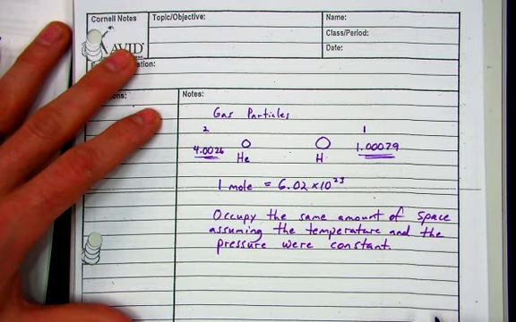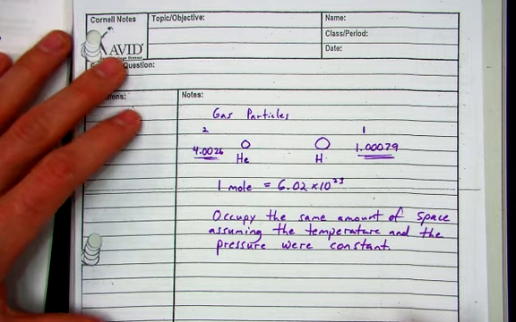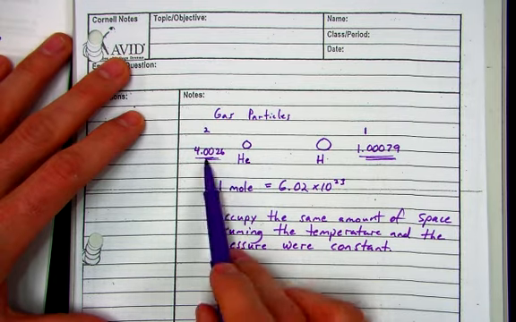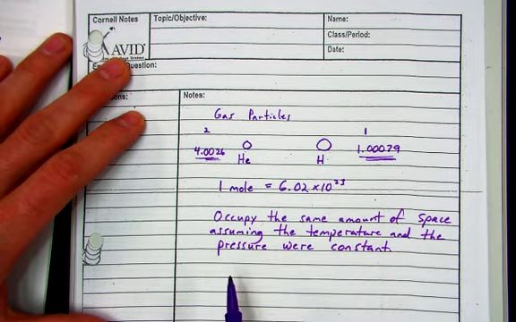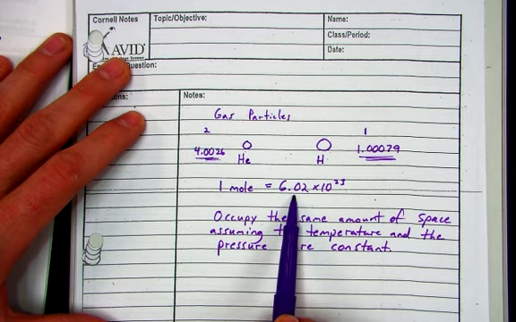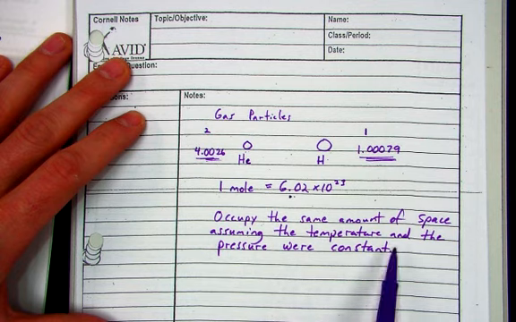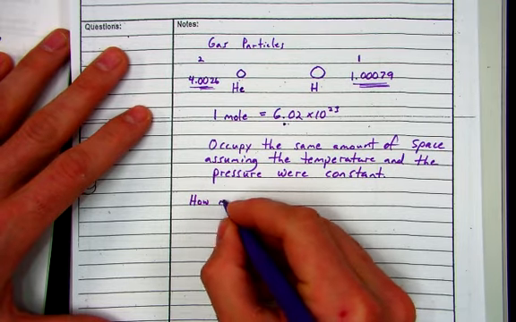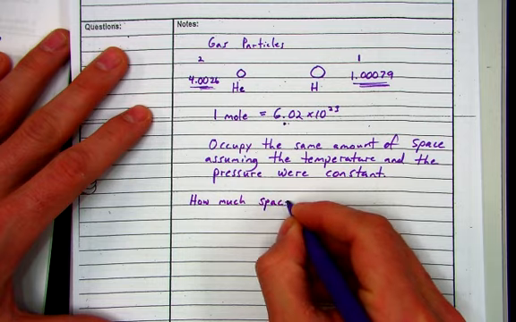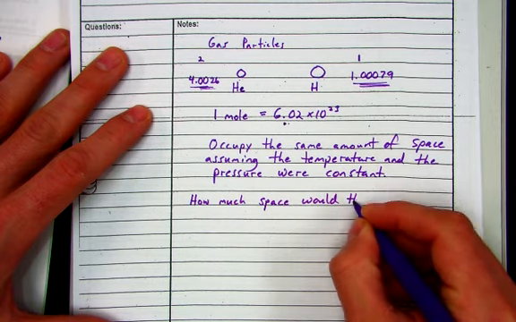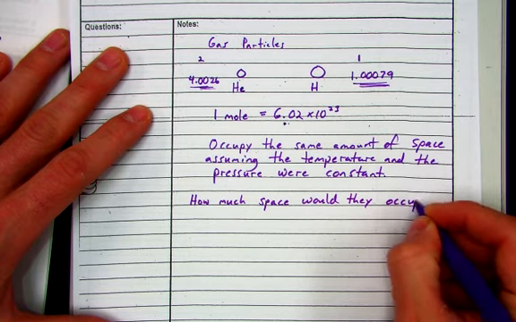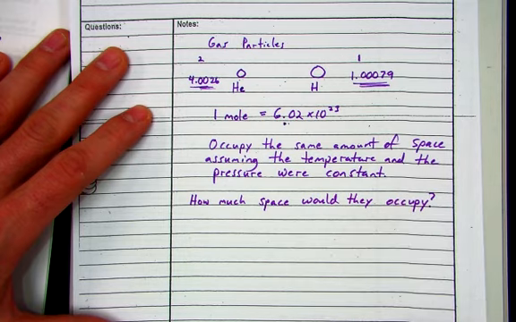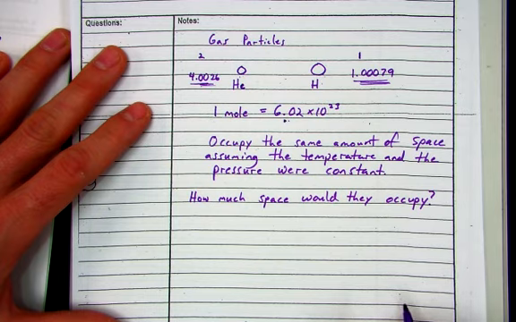So that's kind of revolutionary right there, in that even though they weigh different amounts, they're different sizes, if I had this many of them, 602 sextillion, they would occupy the same amount of space, assuming the temperature and the pressure were constant. How much space would they occupy? Well, the answer is you have to state a temperature and a pressure.